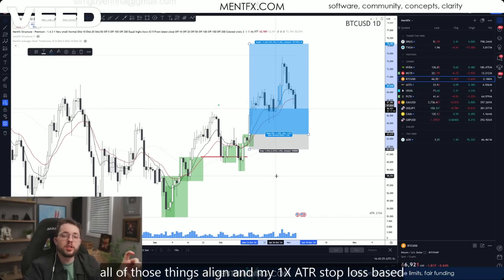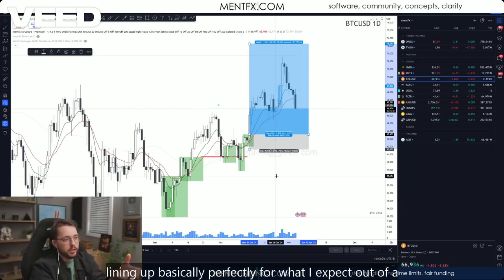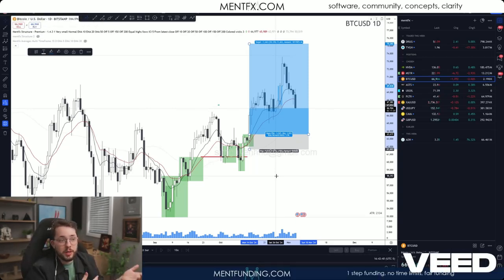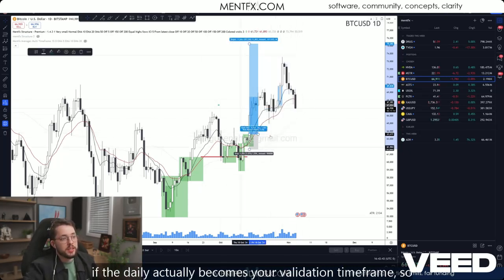So because all of those things align, my 1x ATR stop loss measurement, based on that volatility, the ATR, is lining up basically perfectly for what I expect out of a move. This is a move I'm more than happy to put money behind and let it do whatever it wants to do. And now if the daily actually becomes your validation time frame.